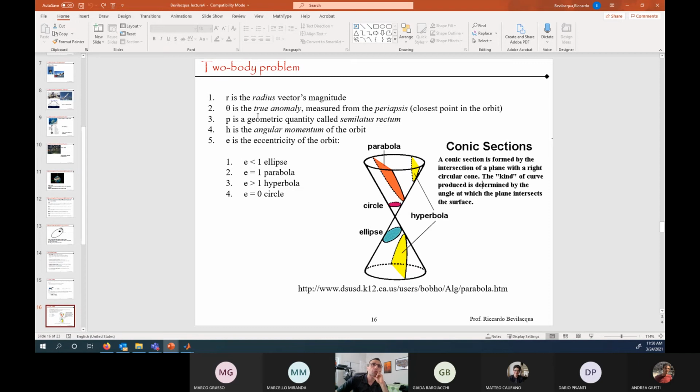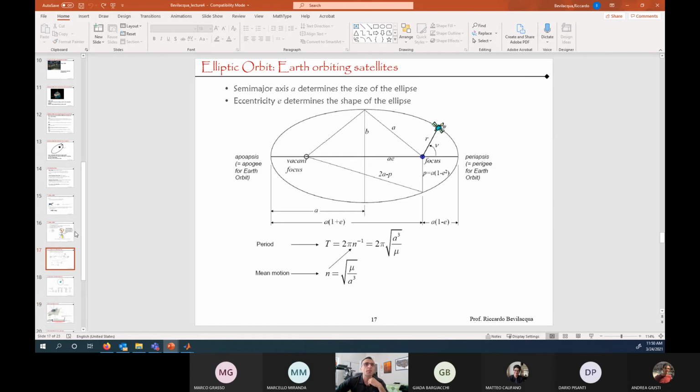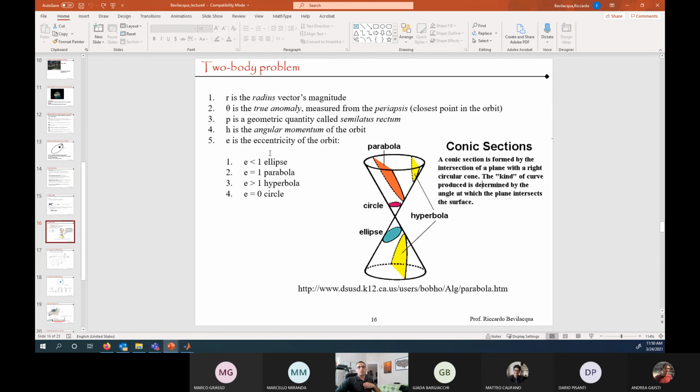In the equation that I showed you before, as I said, R is the radius vector's magnitude. Theta is called the true anomaly, measured from the periapsis, which is the closest point between the objects in the orbit. P is called the semilatus rectum. H is the angular momentum of the orbit, and E is the eccentricity. And we know that eccentricity is 0 for a circle, between 0 and 1 for an ellipse, equal to 1 is a parabolic path, and greater than 1 is a hyperbolic path. So I definitely don't want to go too far into astrodynamics, because that's not the goal of this class.